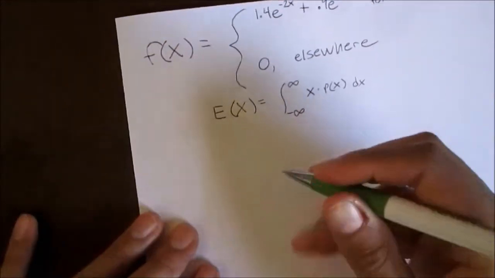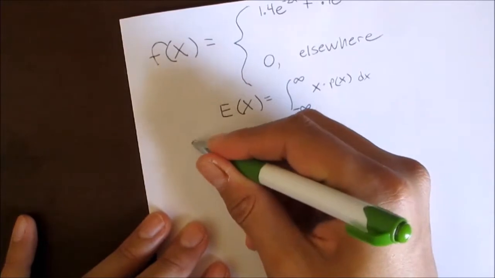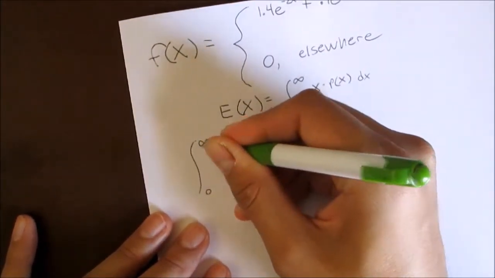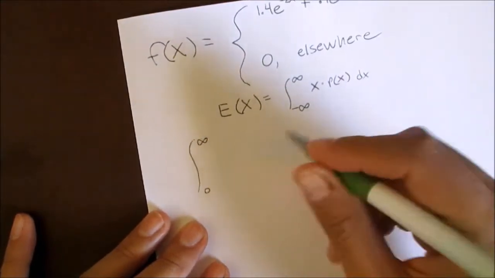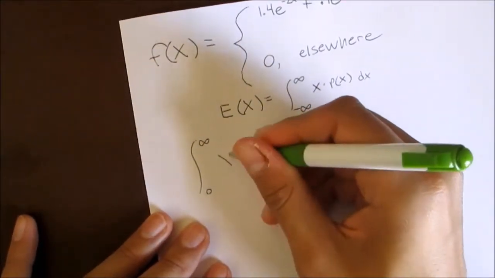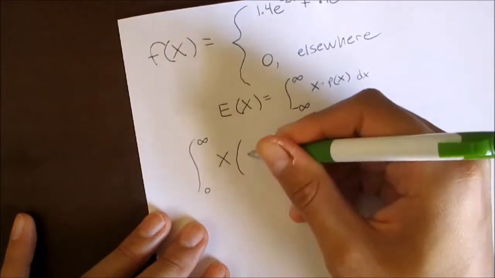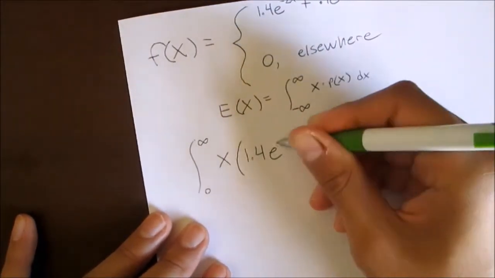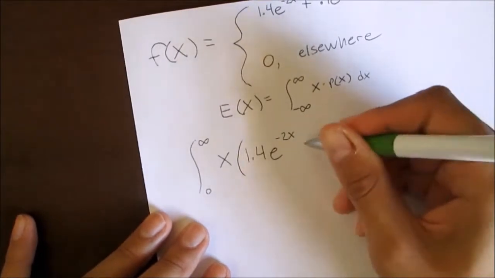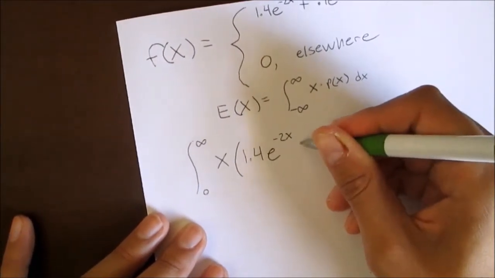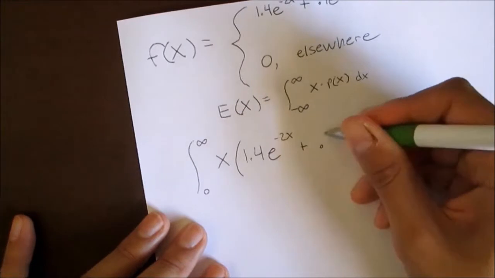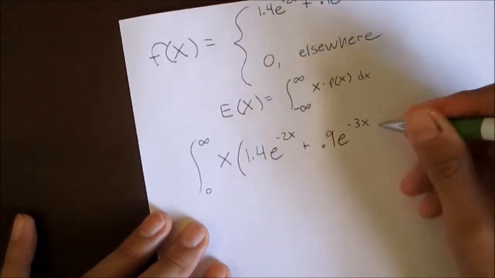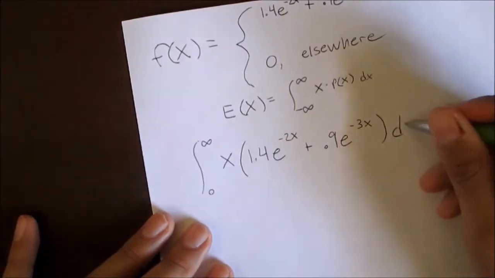Okay, so now let's take a look at that. So we're going to write out the integral from 0 to infinity of x times 1.4 e to the negative 2x plus 0.9 e to the negative 3x with respect to x.